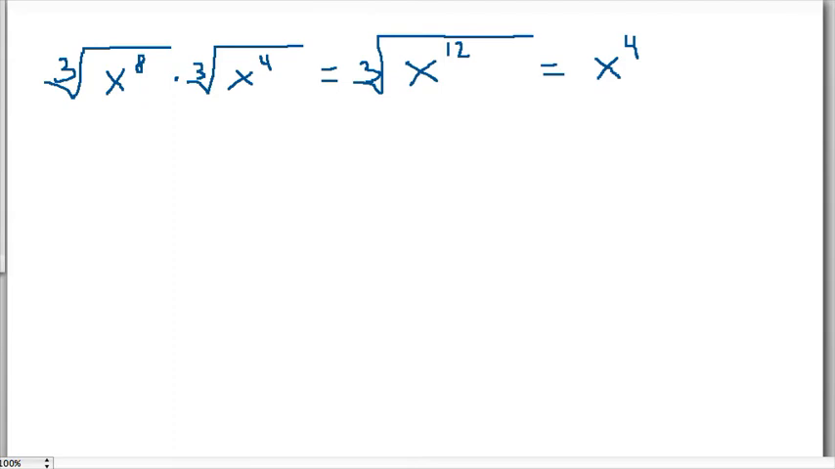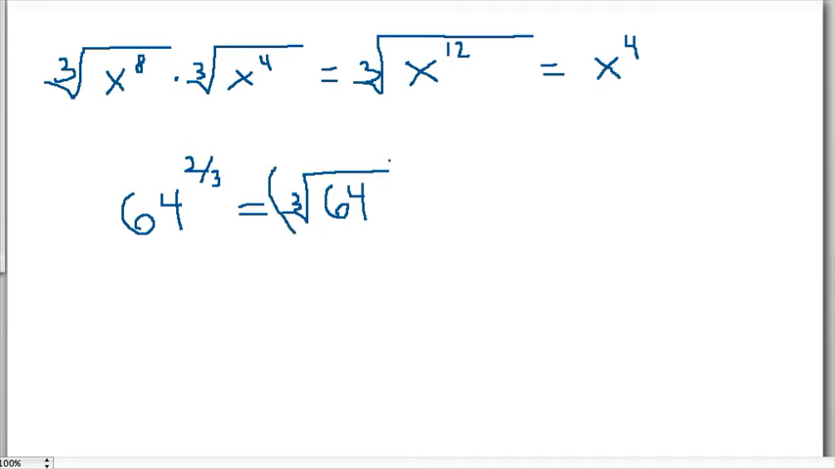So let's say you wanted to evaluate 64 to the 2/3. With the rational exponent m over n, the denominator signifies the nth root, what root I'm taking. So this is really the third root of 64. I could make it 64 squared under the radical, but I'm going to put the square on the outside, because I can take the third root of 64 first, and then square it.